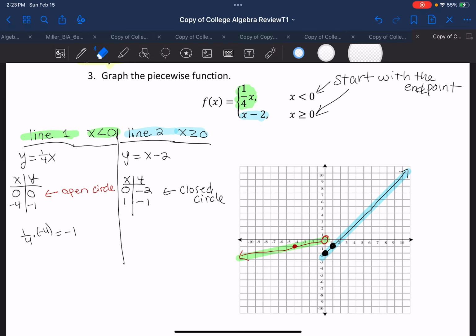So on your exam, this one would have multiple choice answers. So you're just looking at the multiple choice answers and using process of elimination, making sure everything lines up right. Do you have open circles where they need to be open, closed circles where they need to be closed, and are they graphing the correct points?